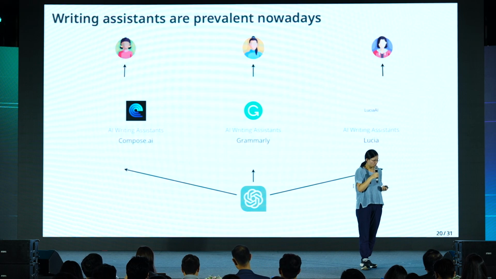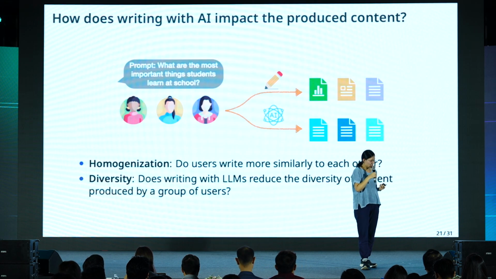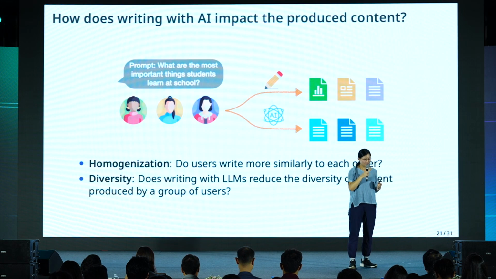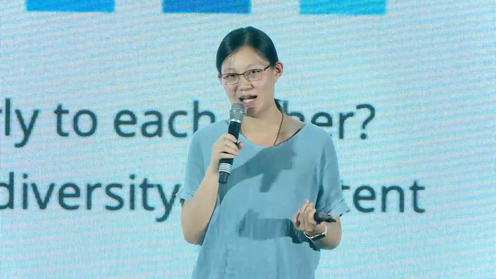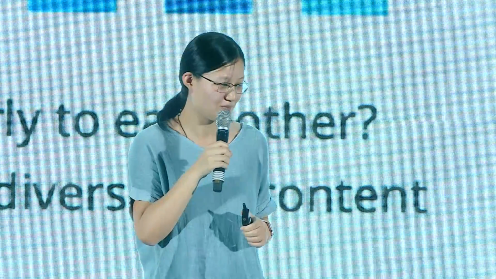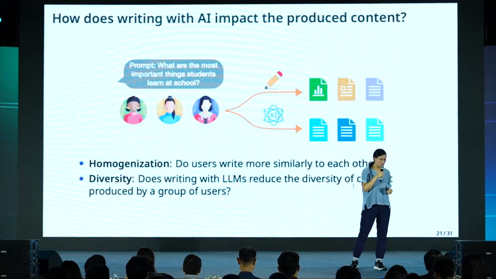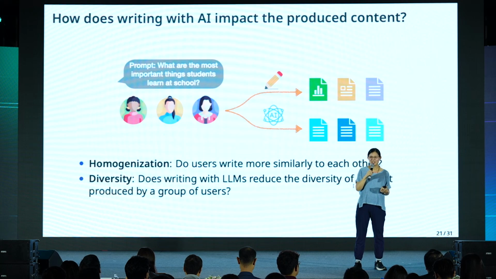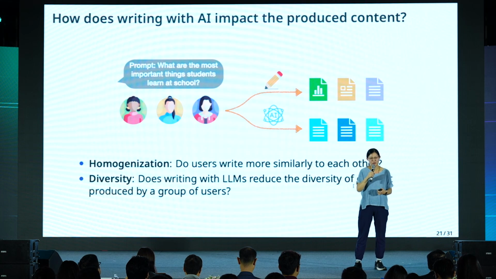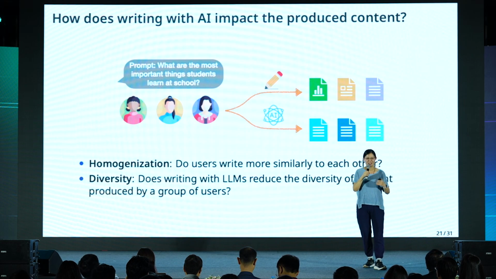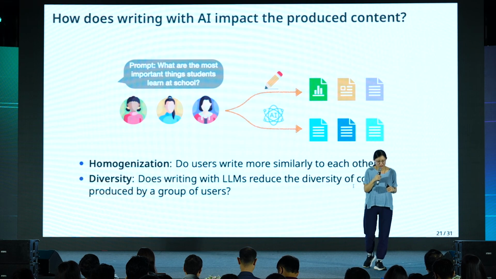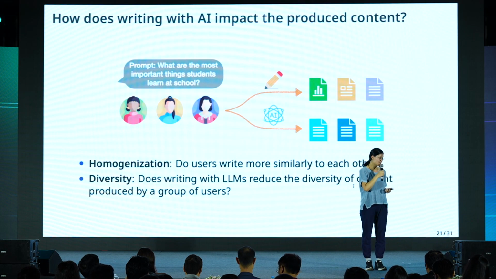So one concern here is that it might cause homogenization among people's writing, meaning that different users will now write more similarly to each other. And to some extent, this is not really a new phenomenon, because even spelling or grammar correction tools can already bias people's writing to be more similar to each other, especially for non-native English speakers.